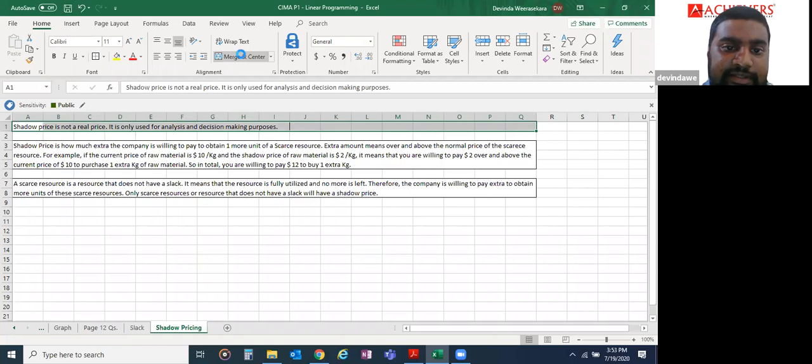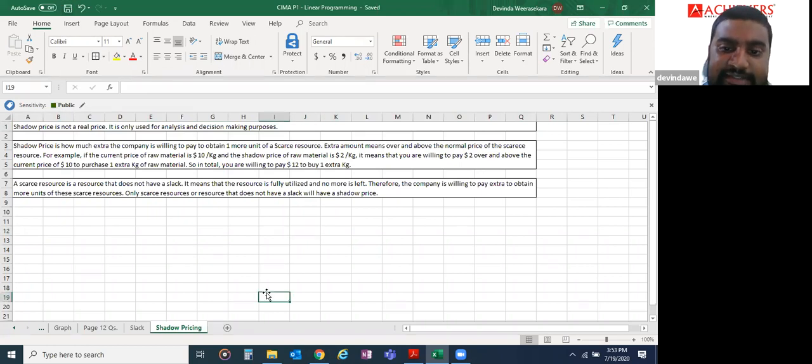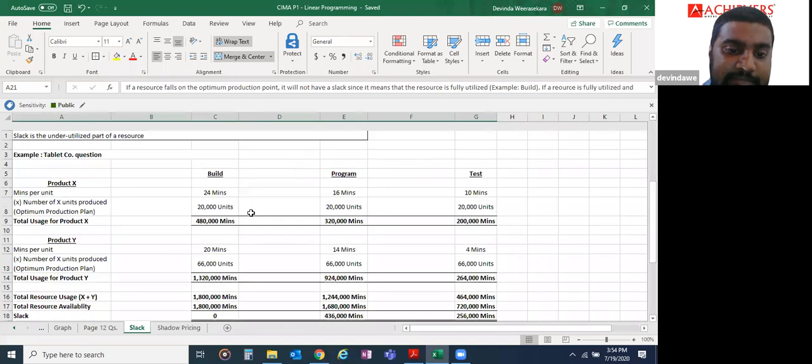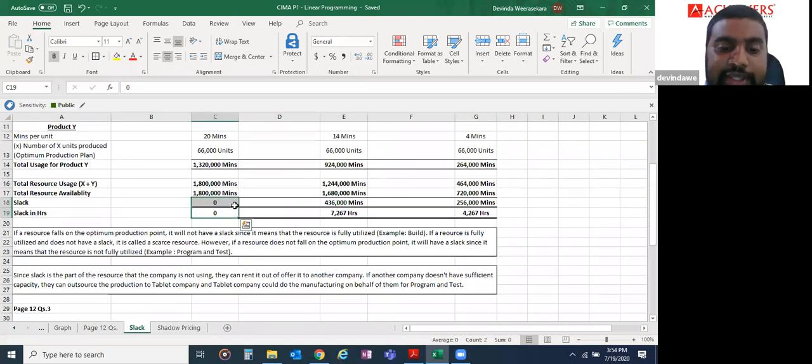But if it's a resource that has a slack, before you pay anything extra, before you ask for more, first you have to use what you have, isn't it? So therefore, a shadow price will only be applicable if the resource is a scarce resource. That means you don't have enough. For example, the build resource here is fully utilized. You don't have anything left. So it's a scarce resource, so you need more, and to get more, you will be willing to pay extra.